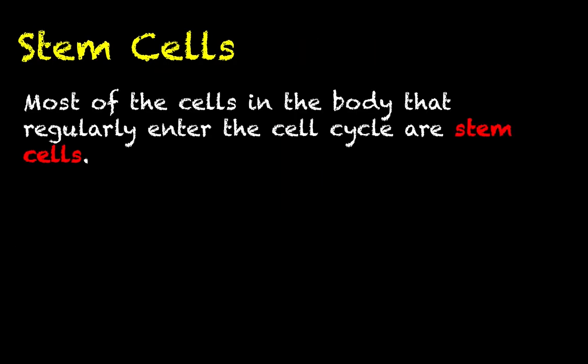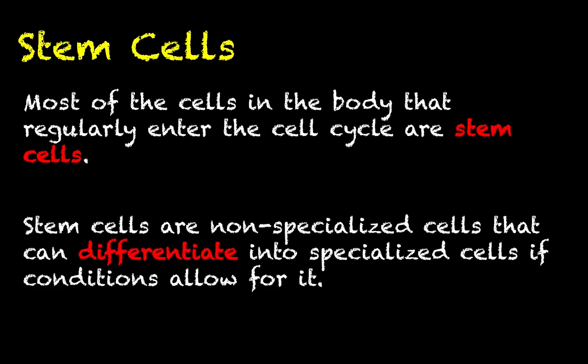Okay, let's polish off this discussion by talking a little bit about stem cells. So most of the cells in the body that actually regularly enter the cell cycle are called stem cells. This includes the germ cells that are present in the gonads that we talked about before.